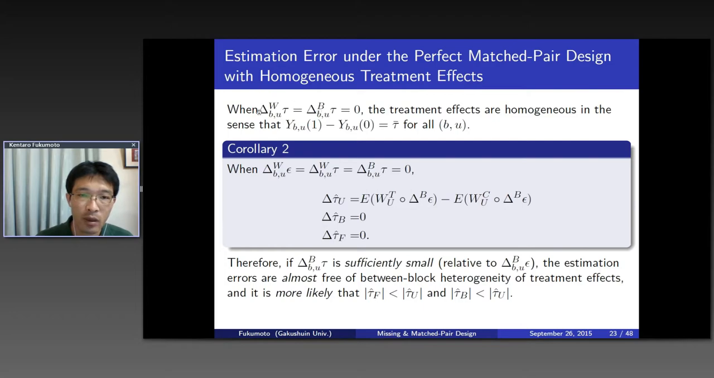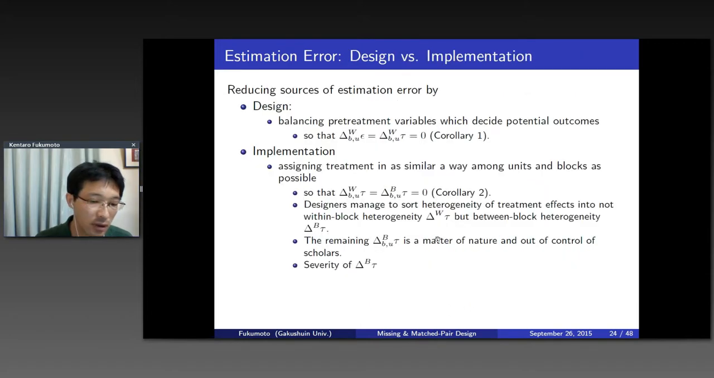Then, when the within block or between block heterogeneity of treatment effects is equal to zero, the treatment effects are homogeneous in the sense that all individual treatment effects are the same. So corollary two says that in this situation, not only the full sample estimator but also the blockwise deletion estimator has no estimation error. So the implication is that if the between block heterogeneity of treatment effect is sufficiently small, then it is more likely that the estimation error size of the blockwise deletion estimator is smaller than the estimation error size of the unitwise deletion estimator here. I skip this slide.